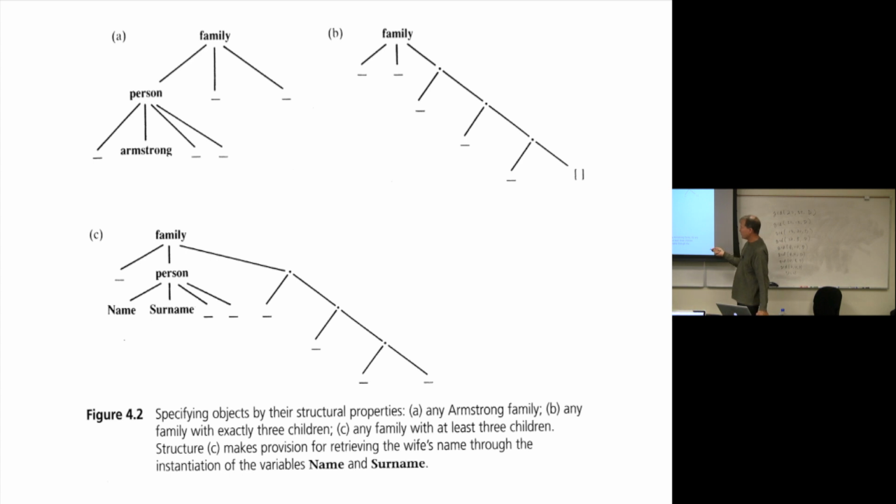Now look, on this figure 4.2, check this out. Do you see that this tree represents, well, if this tree matches something in the database, what will it match? It will match any family that has the last name Armstrong for the husband. Are you with me? And all these others, it doesn't matter. So this will match any family that has Armstrong for the second name for the husband.